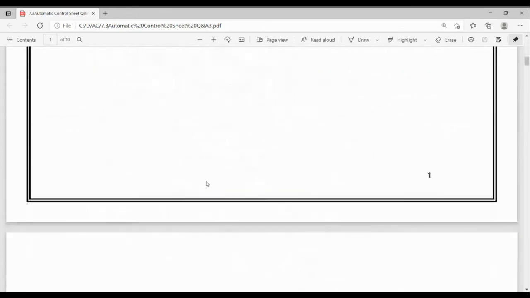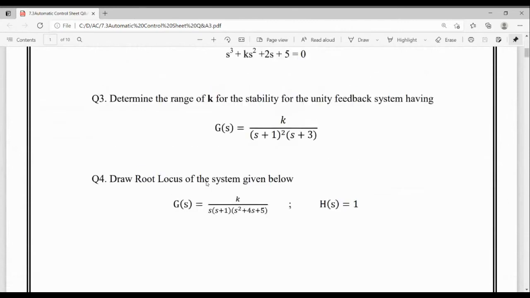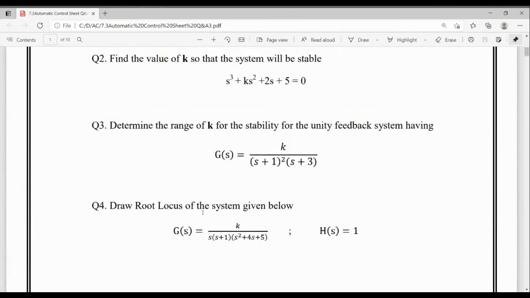Today we are going to discuss the problem on root locus technique. Root locus is used to find the stability of the control system. So here we have the question. This is a unity feedback system, and this is the forward path gain, G of s equals K by s into (s plus 1) multiplied by (s squared plus 4s plus 5).